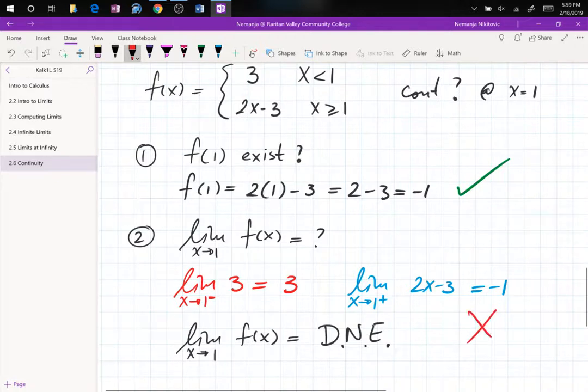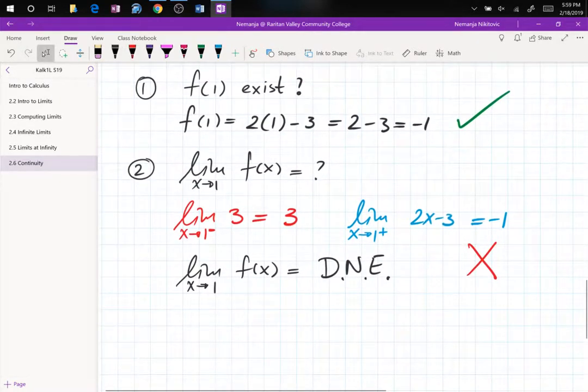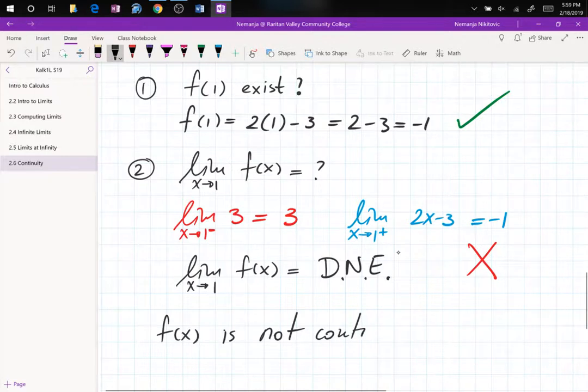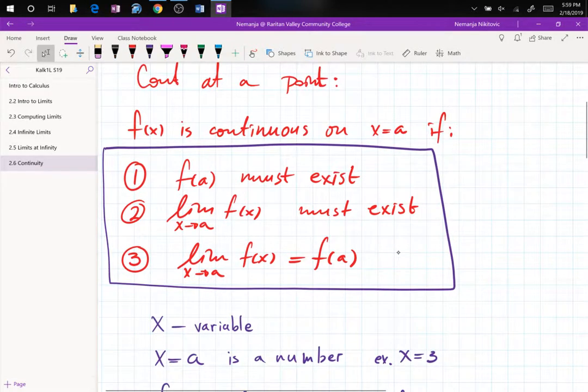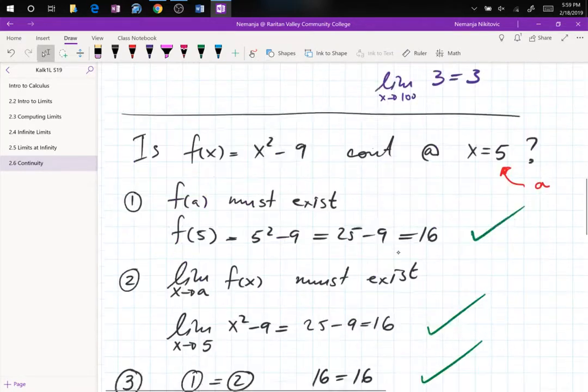And point number 2 fails. Clearly, we're not going to go and calculate anything for 3. We'll just say f of x is not continuous at x equals 1. And you move on with your life because you're done. Right? So all 3 rules, you have to learn these 3 rules. And if all 3 rules hold, it's continuous at the point. If any of the 3 fail, it's not continuous, and that's the end of the story.